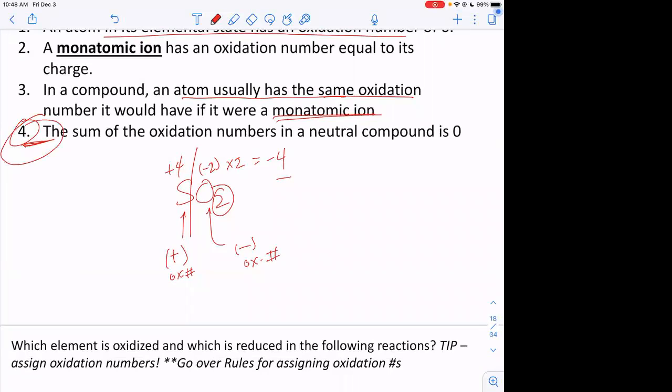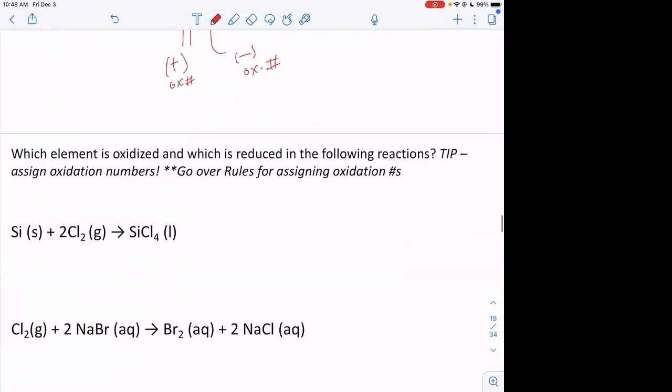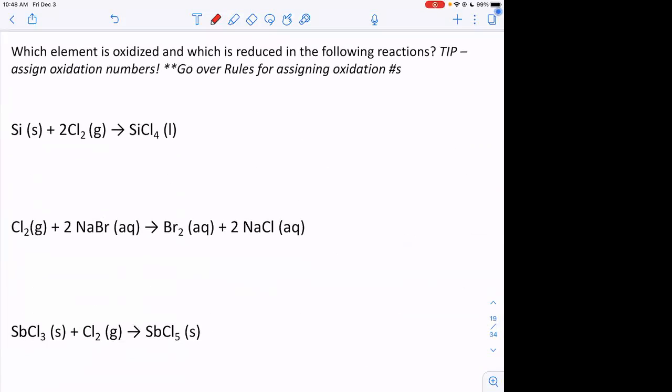I'm not going to find the most nuanced problem I can find. You're already going to be stressed out, so they're going to be pretty straightforward ones. We're going to practice them in a second, but I wanted to give you an example of how you go through and assign these. So let's do some practice. We have silicon and chlorine makes silicon tetrachloride. How would you assign oxidation numbers on the reactant side?